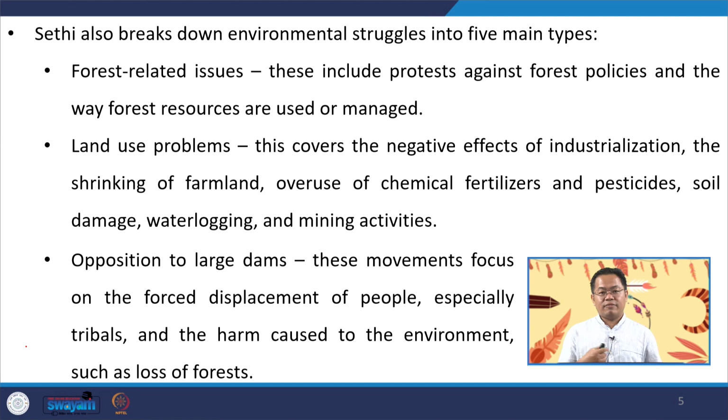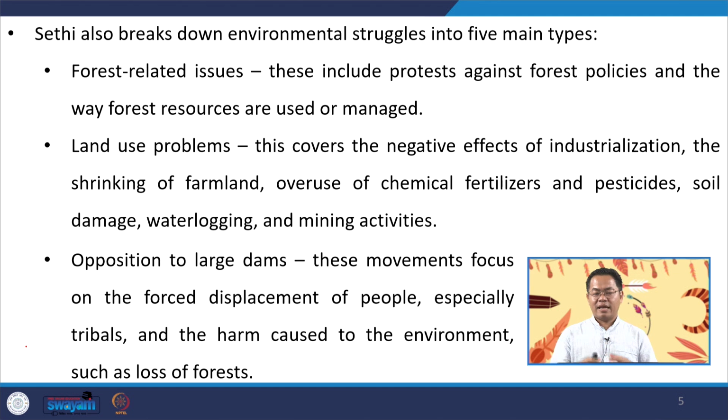Now, further to what we have talked about in the last slides, Sethi also breaks down environmental struggles into 5 main types. One is what he calls the forest related issues, and this is a very important issue when we talk about tribal communities, because if you recall we have already extensively engaged with why forest is so central in the lives of tribal communities, and even till today we have more than 70 to 75% of India's tribal communities who are dependent on forests.